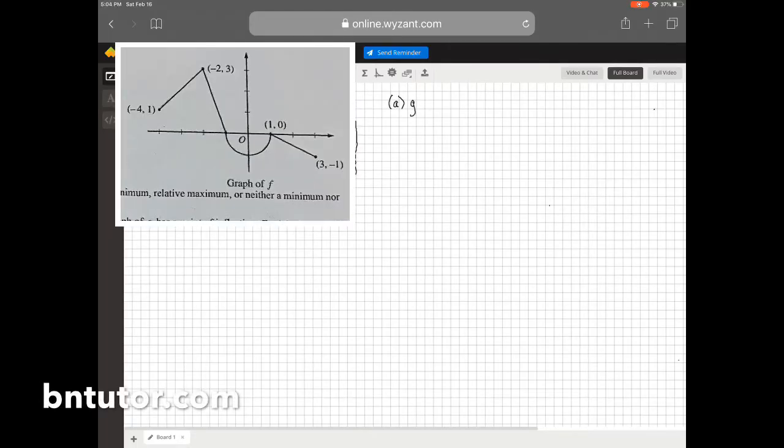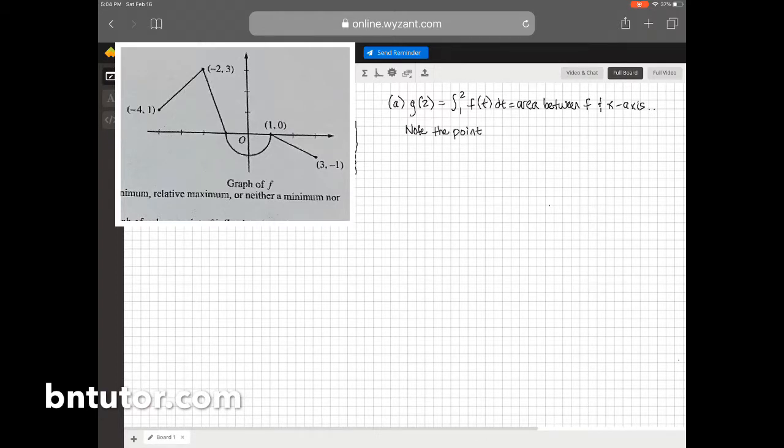To find g of 2, we simply replace x in the integral with 2. So we have the integral from 1 to 2 of f of t dt. Remembering that an integral tells us the area between the function f and the x-axis, it'll be important for us to know here what the value of the function is when x is equal to 2. And we can see that it'll be -1/2.